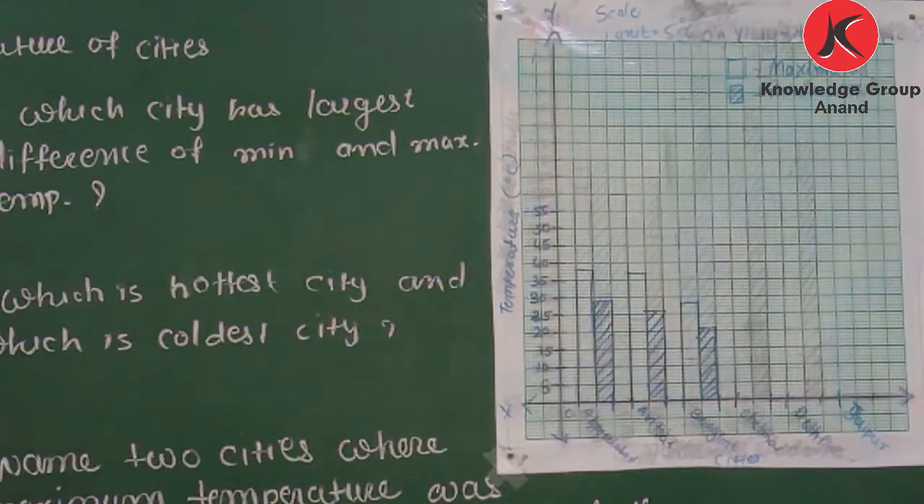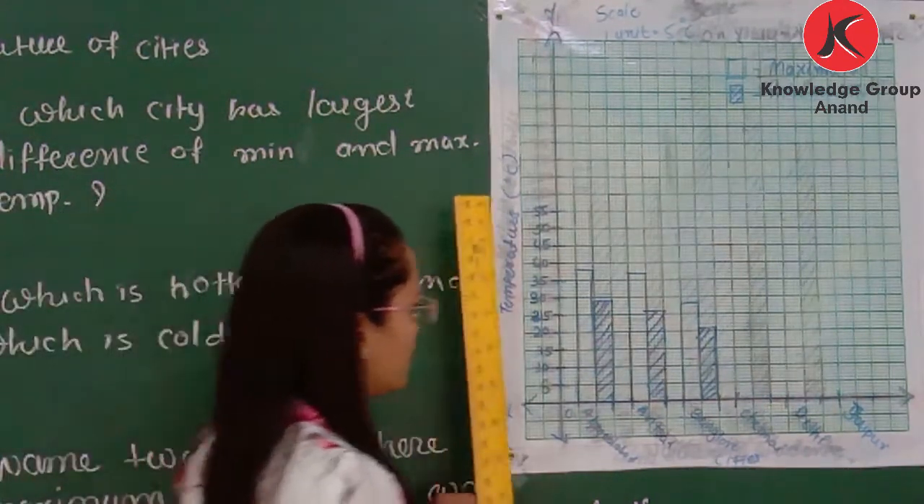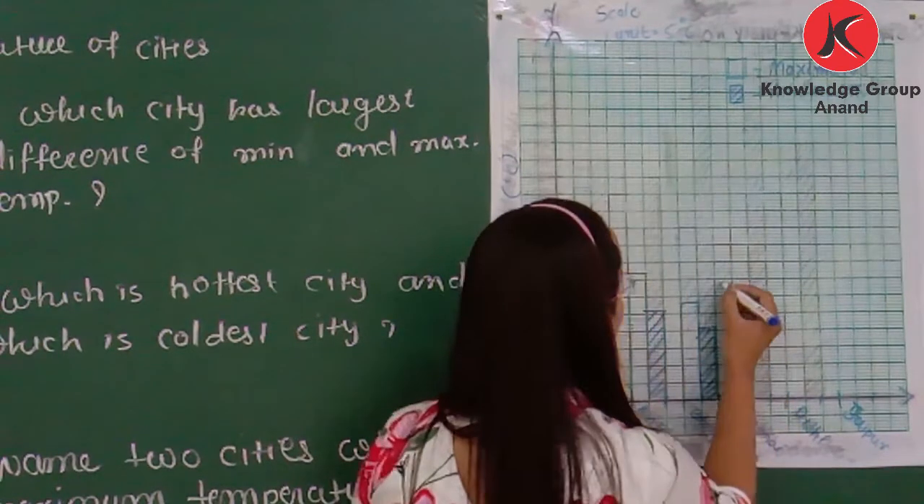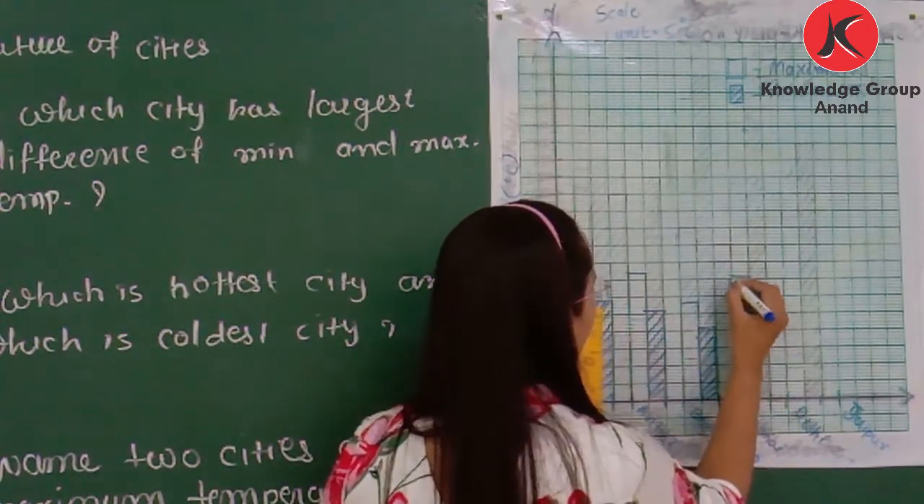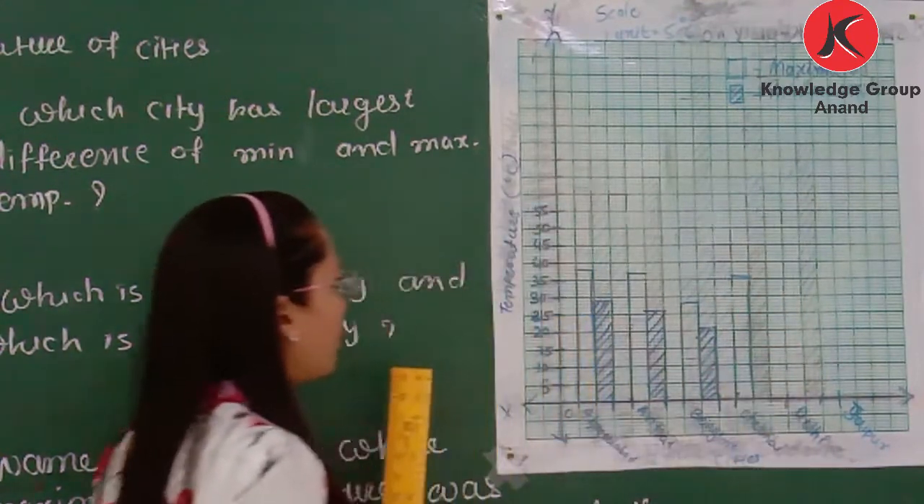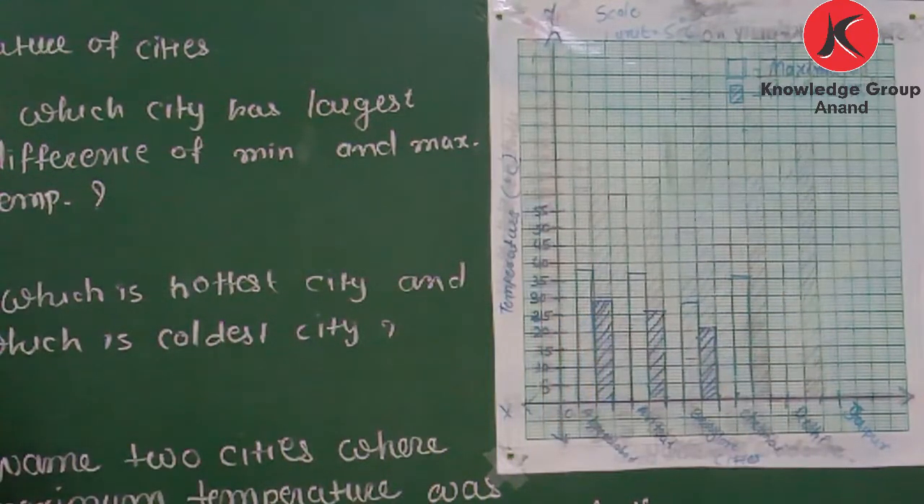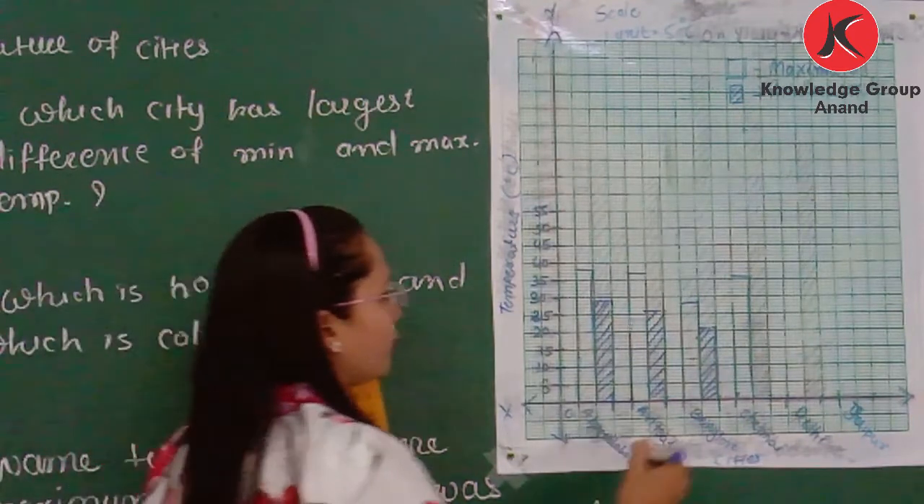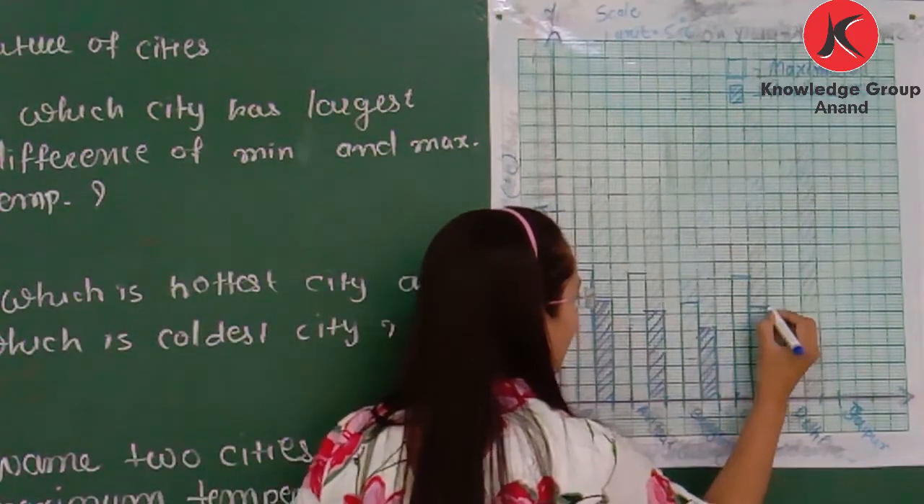Now next, Chennai. For Chennai, maximum is 36 and minimum is 27. Maximum is 36. So after 35, take 1 line, draw with scale, and minimum temperature is 27. So after 25, take 2 lines. So it will be here.